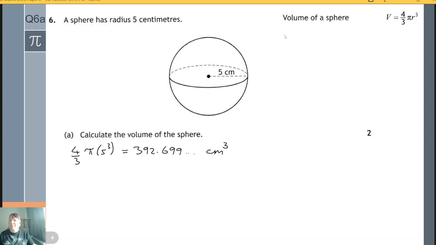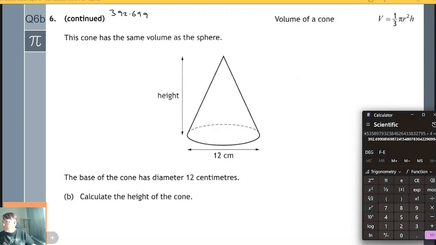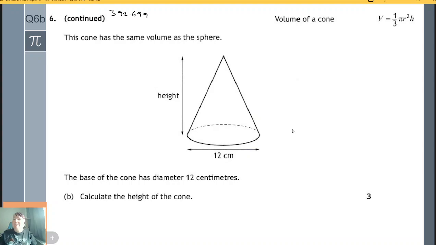Okay, 392.699. Write that at the top. I think it's still on the calculator. Okay. This cone has the same volume as the sphere. We have got the base of the cone as a diameter of 12 centimeters. So that means our radius is 6 centimeters.